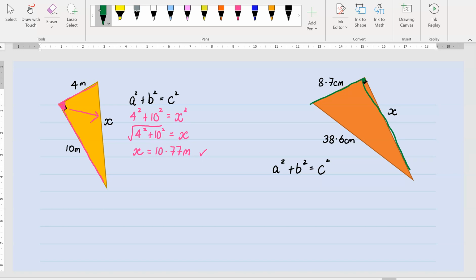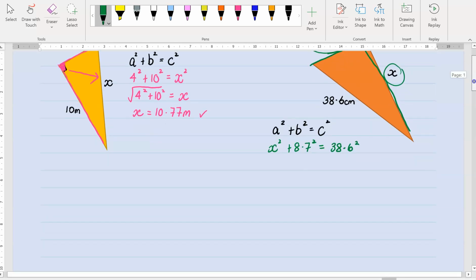So in this case, my two lengths that make up the right angle aren't the two numbers that I've been given. Don't say it's just, oh yeah, 8.7 squared and 38.6. It's the 8.7 and the x. So I'm going to write, that means it's x squared plus 8.7 squared equals 38.6 squared.